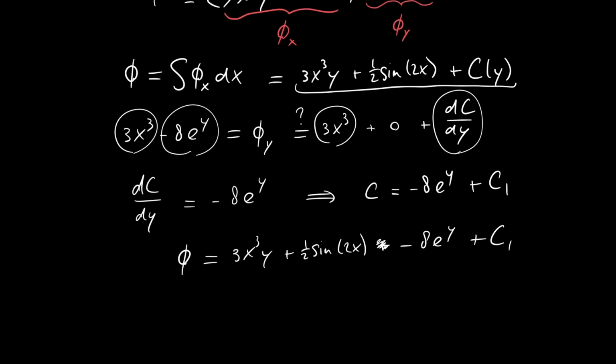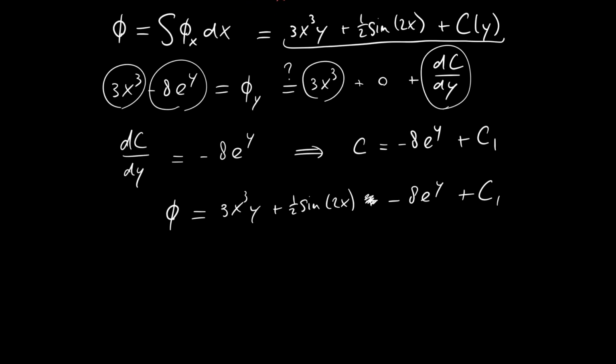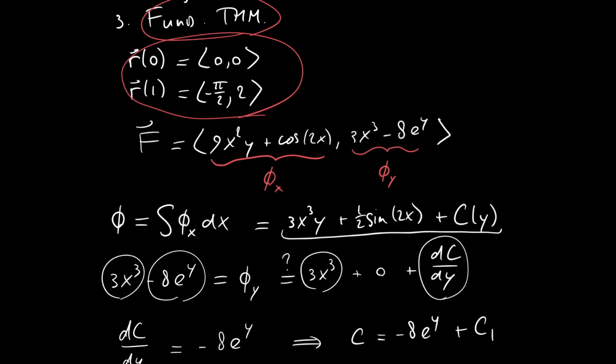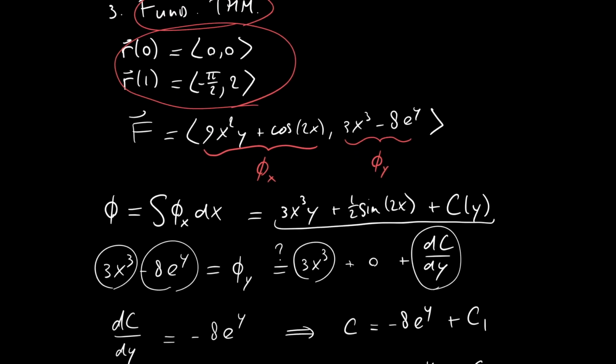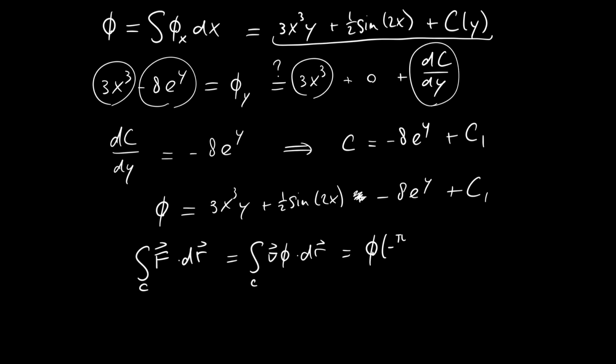Let me just quickly remind you of that fundamental theorem for line integrals. So it says that the integral over a curve C of a vector field, if that vector field has a potential, then it is of this form, which is then equal to phi evaluated at the endpoint of the curve. Well, let's check what's the endpoint. It's minus pi over 2 comma 2, minus phi evaluated at the starting point, and that was 0 comma 0.